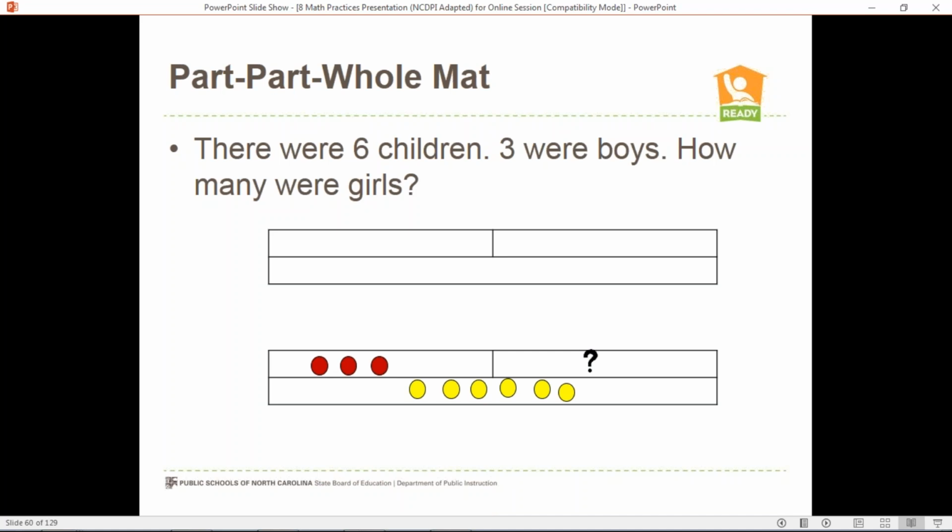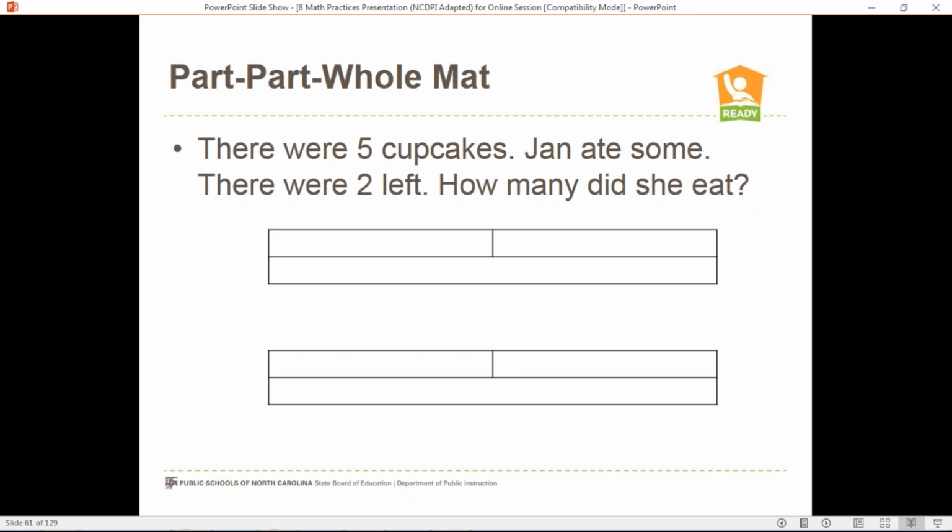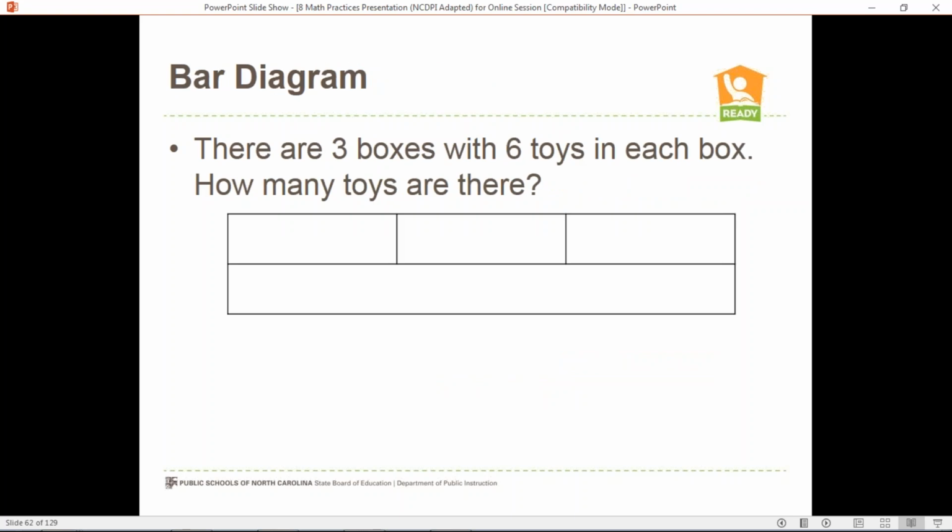So when I've got a problem where I've got parts and wholes, this works out pretty well, right? 5 cupcakes. Jan ate some. There are 2 left. So I start with those 5, right? There were 2 left. Now I'm trying to figure out where did I start, right? And again, these are all structures that we see in not just test items, but in real world scenarios, right? 3 boxes, 6 toys. So as we move that into a more advanced way, we look at bar diagrams.